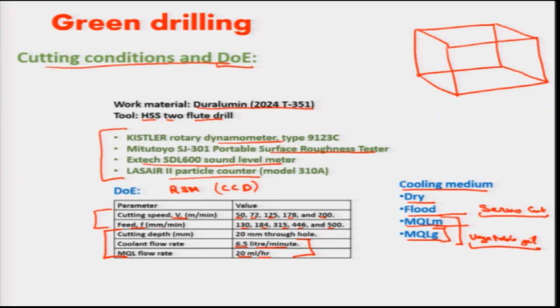Okay, these are the two parameters, cutting speed and feed. You call it speed and we call this feed. Minimum feed here is 130, maximum feed is 500, minimum speed here is 50, and maximum speed is 200.